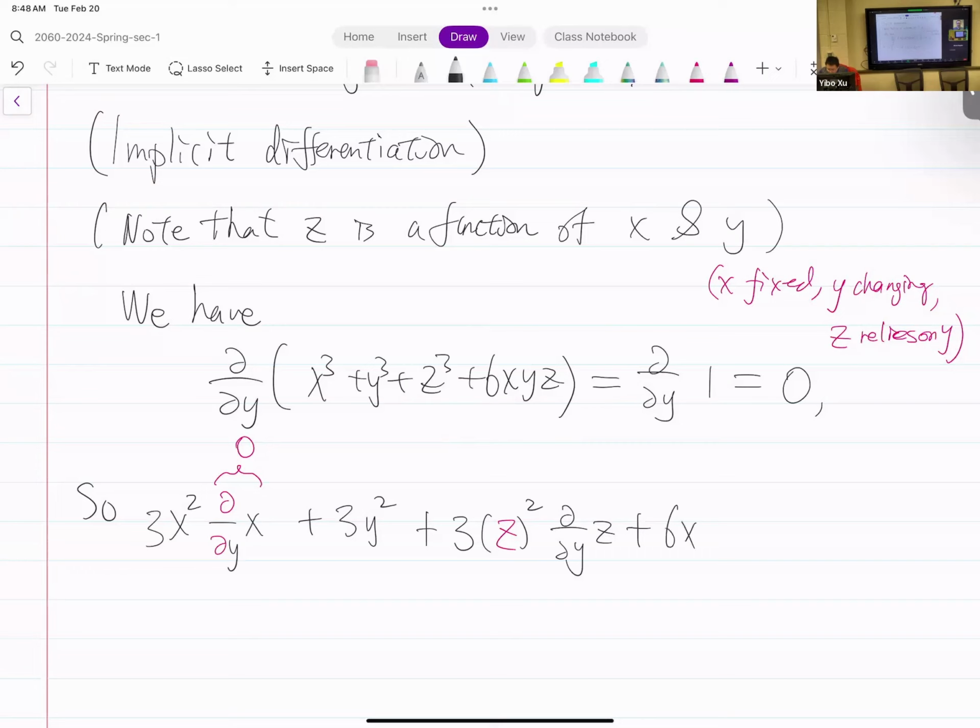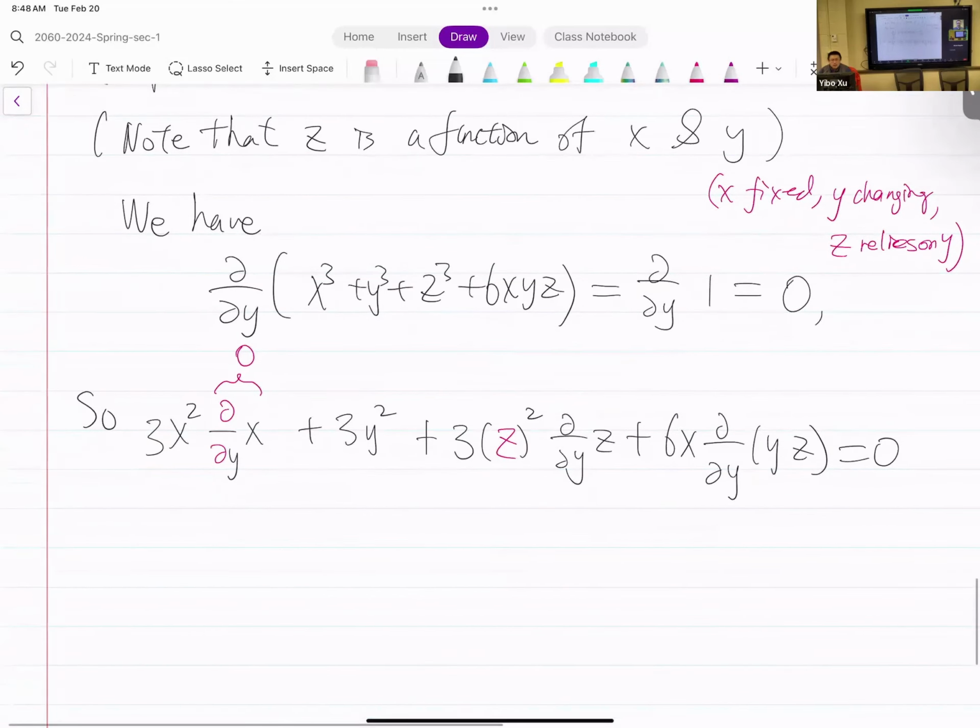So yeah, it's not that straightforward. So let's just write another step. So we have an intermediate step. We are doing the partial with respect to y of y times z. Okay. So on the right hand side is 0. Okay. So now let's continue.